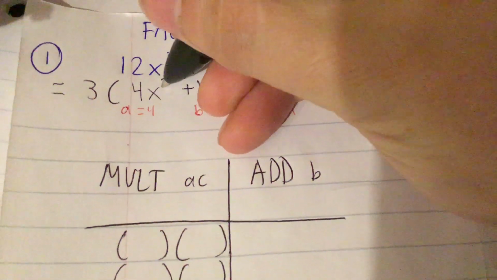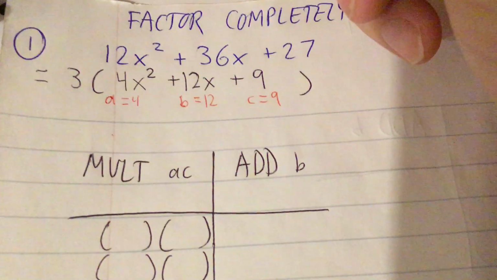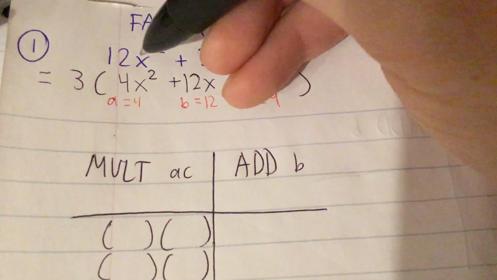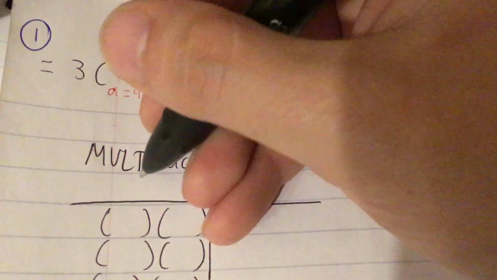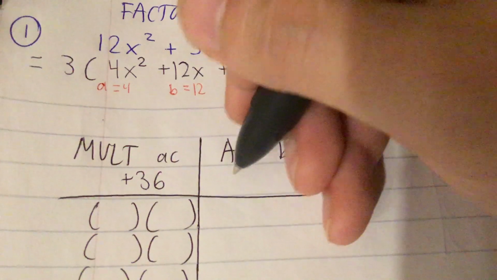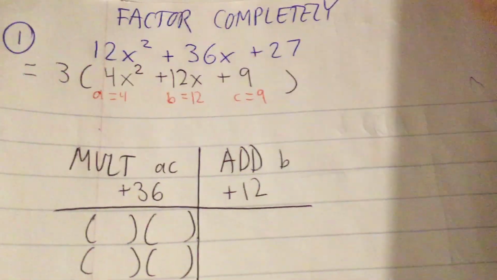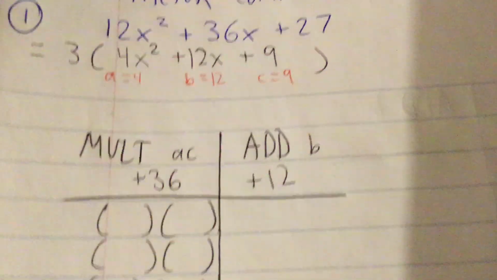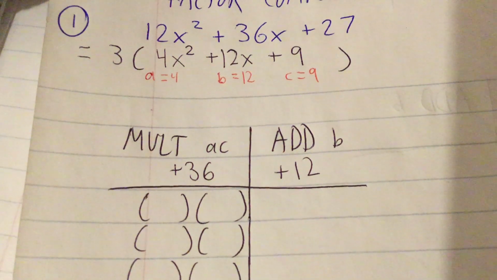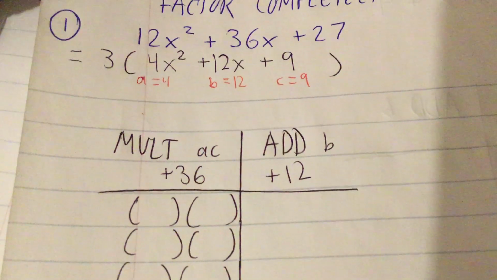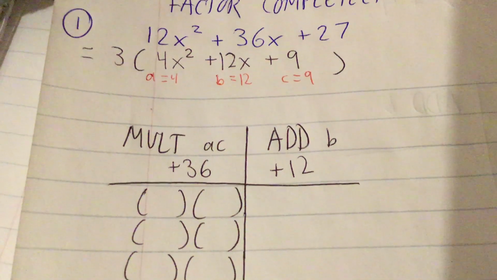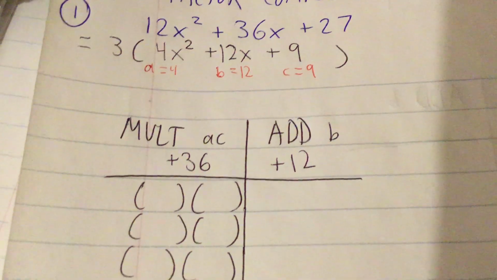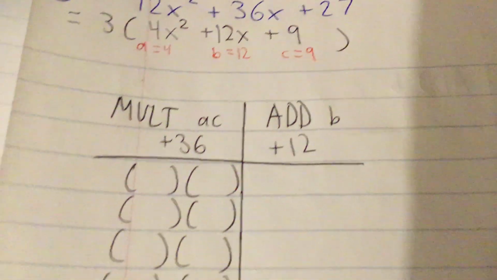Even though the problem still requires a little bit of thought, it's a lot better than figuring out what multiplies to 12 times 27. Because now my A is 4 and my C is 9, so my AC is positive 36, and my B is positive 12. So what's the combination? Positive, positive, negative, negative, or one positive, one negative? It has to be both positives.